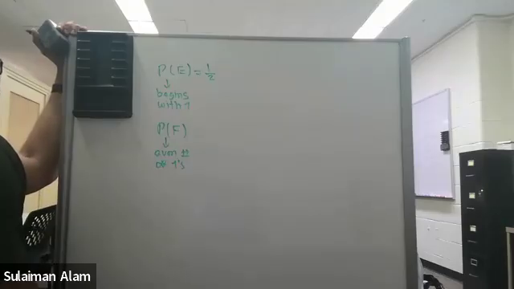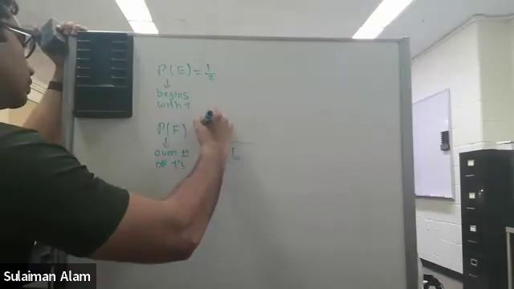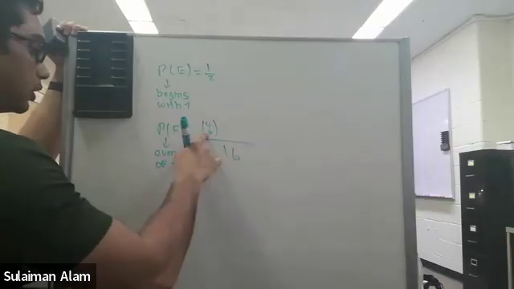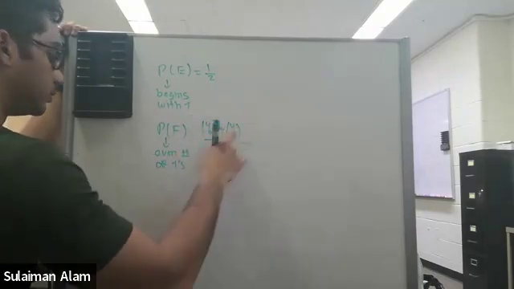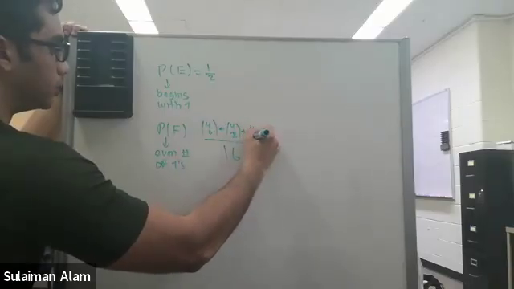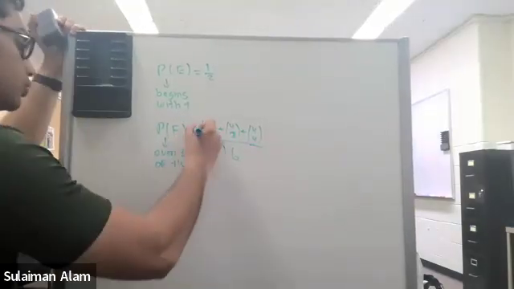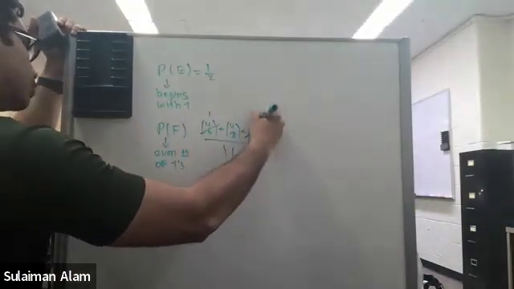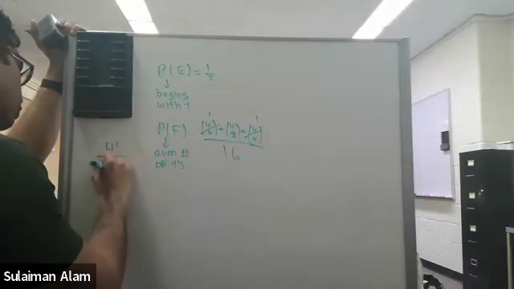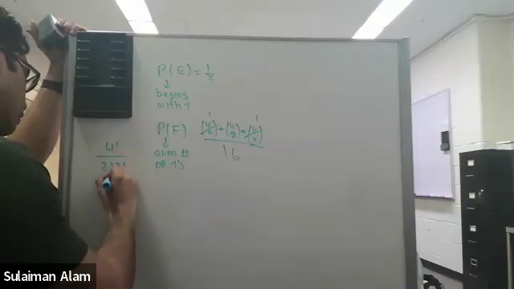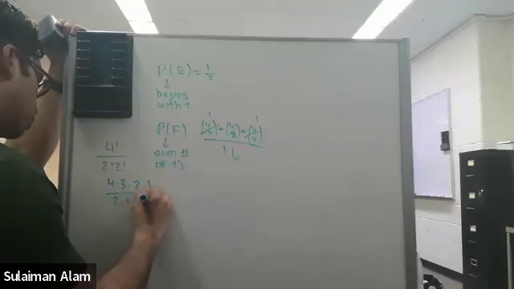4 choose 0, 4 choose 2, over 16 total possible strings. We have 4 of them. We could choose 0 to be 1, right? Even. Plus 4 choose 2 to be 1, and plus 4 choose 4 to be 1. So 4 choose 0 is just 1. 4 choose 4 is just 1. 4 choose 2 is 4 factorial over 2 factorial, 2 factorial.